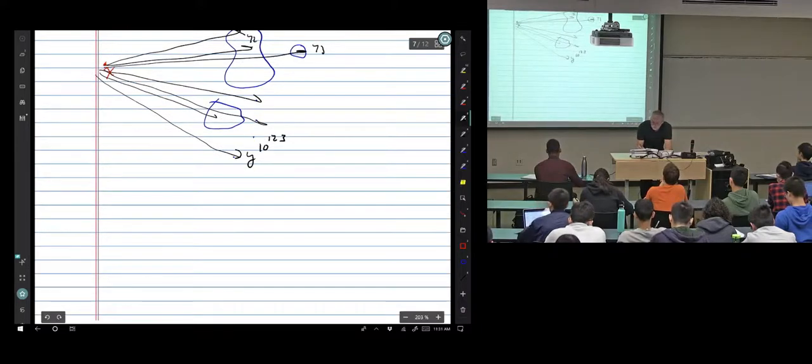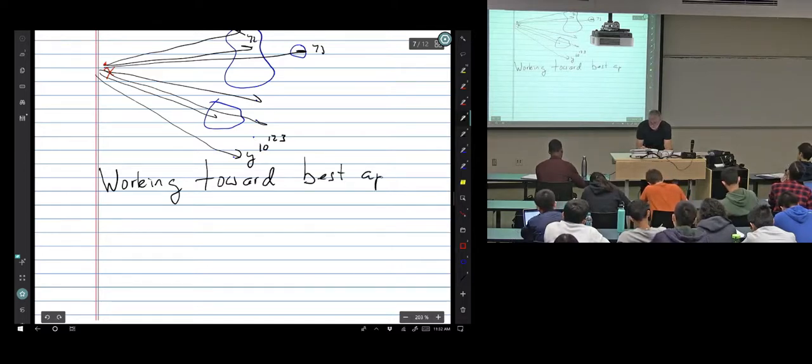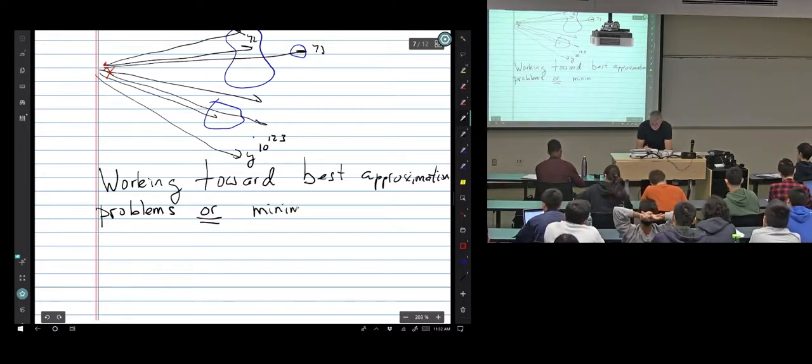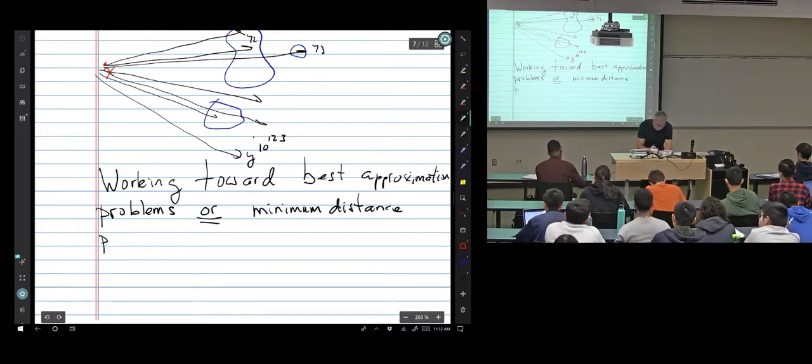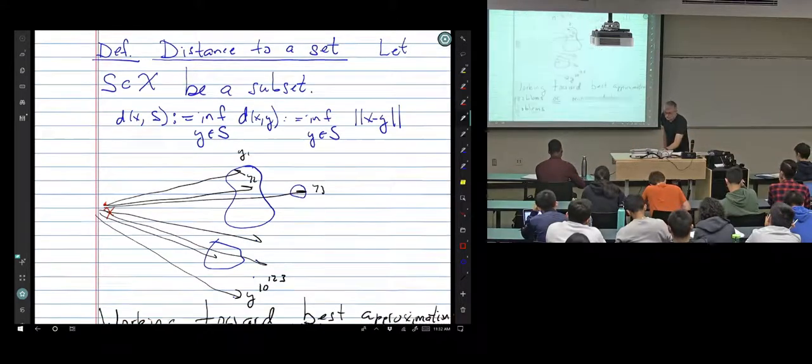Okay, so working toward best approximation problems, also called minimum distance problems.